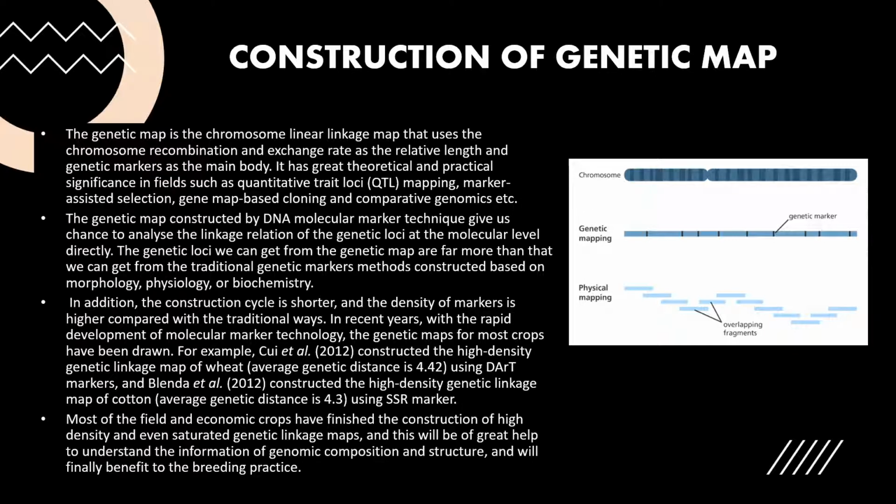In recent years, with the rapid development of molecular marker technology, genetic maps for most crops have been drawn. Most of the field and economic crops have finished the construction of high density and even saturated genetic linkage maps, and this will be of great help to understand the information of genomic composition and structure, and will finally benefit breeding practice.